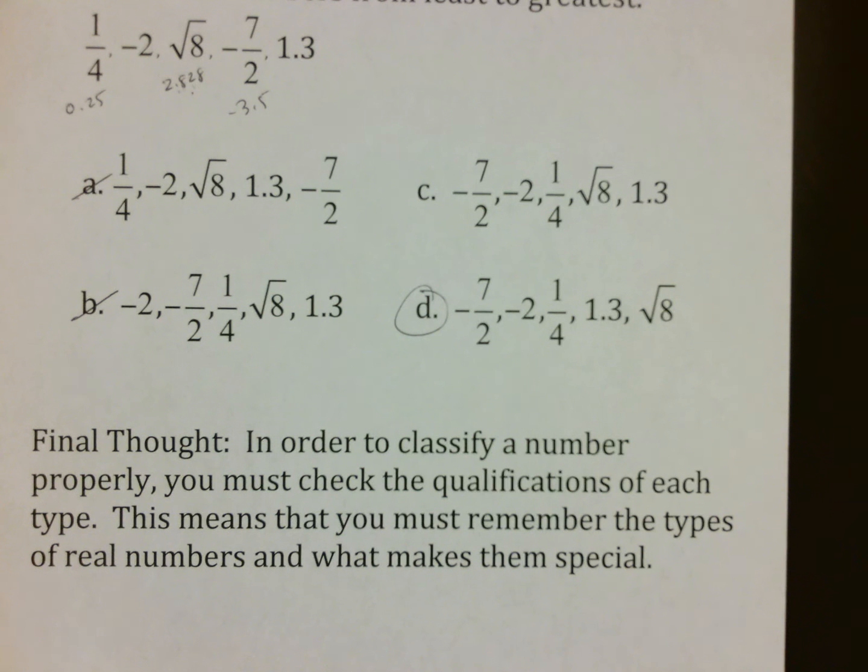But your final thought is that in order to classify a number properly, the easiest way to do it, or the best way to do it, is check the qualifications of each type. But what that means is that you must remember the types of real numbers and what makes each of them special. For example, natural numbers, again, you can naturally count with the numbers 1, 2, 3, 4, 5. Whole numbers begin with the whole, which is 0. Integers are positive and negative whole numbers, so it's all the nice numbers that have positive and negative signs. Rational numbers, as I said, fit in the box. Irrational numbers are the numbers that are just weird, the square roots of numbers that don't work. Also, anything that is so crazy that it breaks down to a symbol.